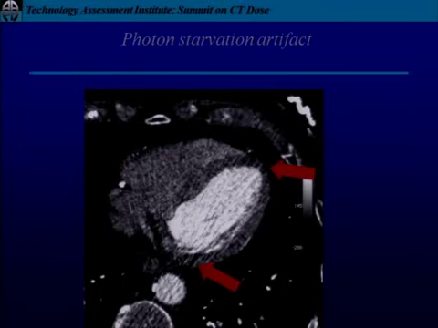There are other types of artifacts. For example, is this myocardium really ischemic? Is it underperfused? Then you realize, well, there's maybe a line running through here, going all the way up there, and then there's an EKG lead there. So in between two objects, there's a bright aorta here, and there's a bright lead there. In between, you can get these photon starvation artifacts.